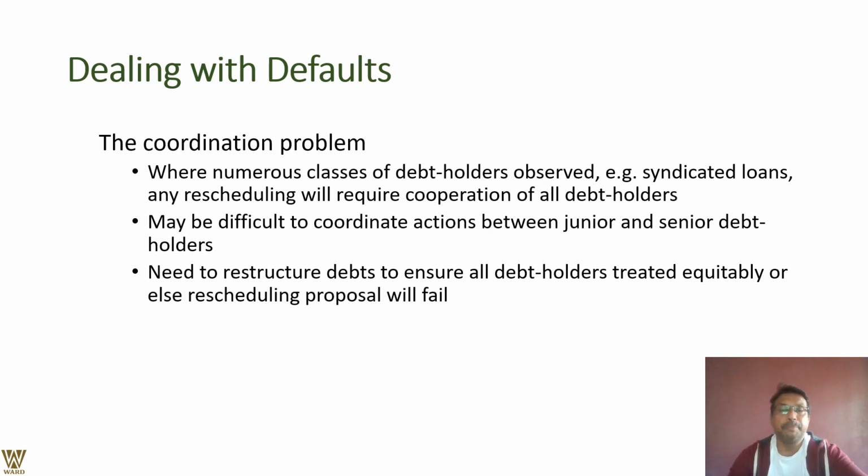The coordination problem: what happens when numerous classes of debt holders are involved, such as syndicated loans? Any rescheduling will require cooperation from every debt holder. You need to restructure debts to ensure all debt holders are treated equitably, or else the rescheduling proposal will falter and will not be successful. That is the coordination problem we need to deal with.